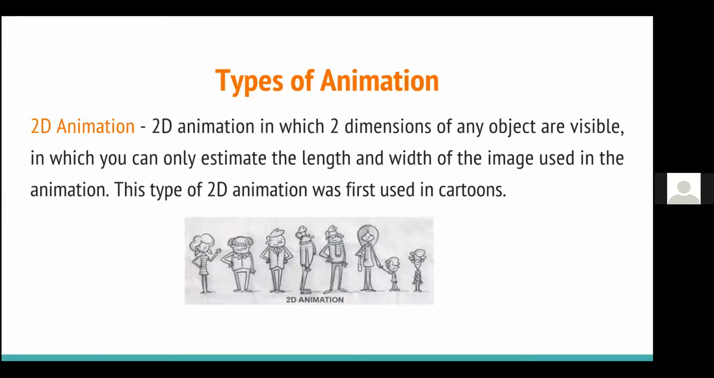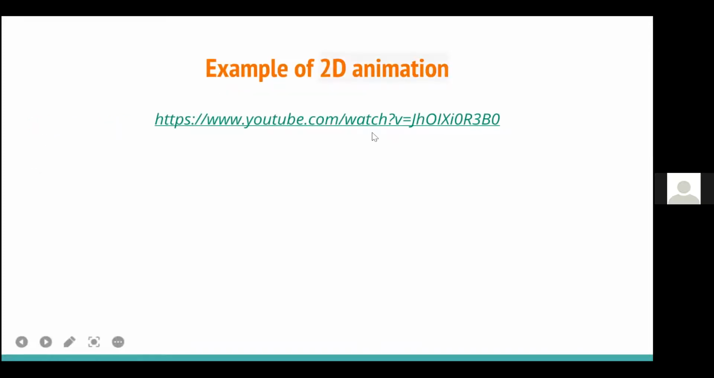You can see an example of a 2D animation. We can see the sketch drawing. That is the example of 2D animation, which was earlier used in cartoon movies. I will show an example of a 2D animation, an animated video which was created in CIT a long time back. That is the example of 2D animation. I would like to show you the example.